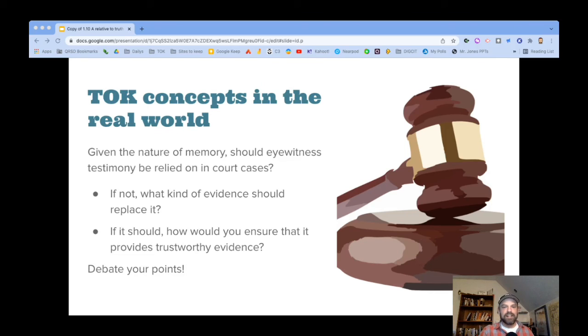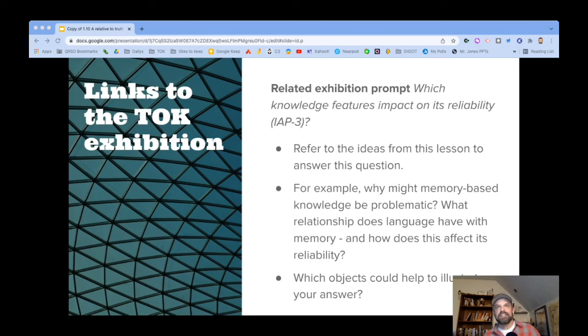Next up, each one of these lessons has a link to the IA. Hopefully I've given you a lesson on the IA on its own. If not yet, you will. But in this case, if you were thinking about doing an IA on this particular topic, there are a lot of exhibition prompts that I have stored up, but one that would be good for this is: which knowledge features impact its reliability?